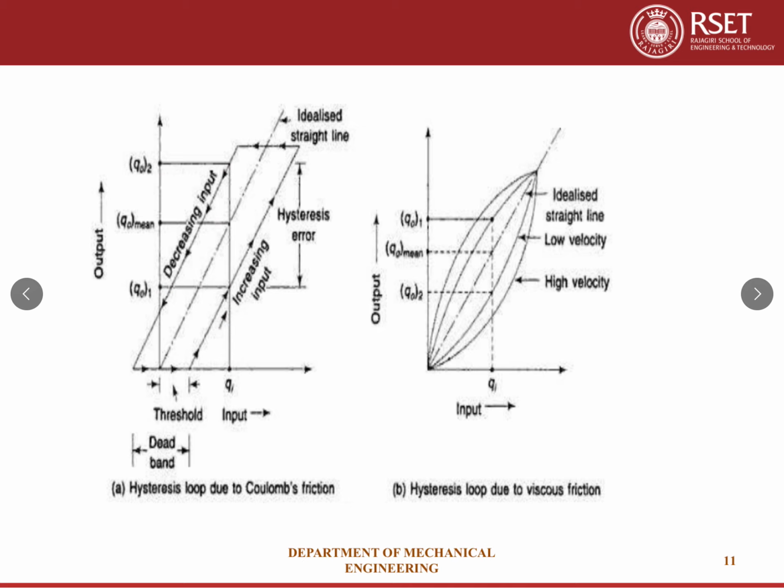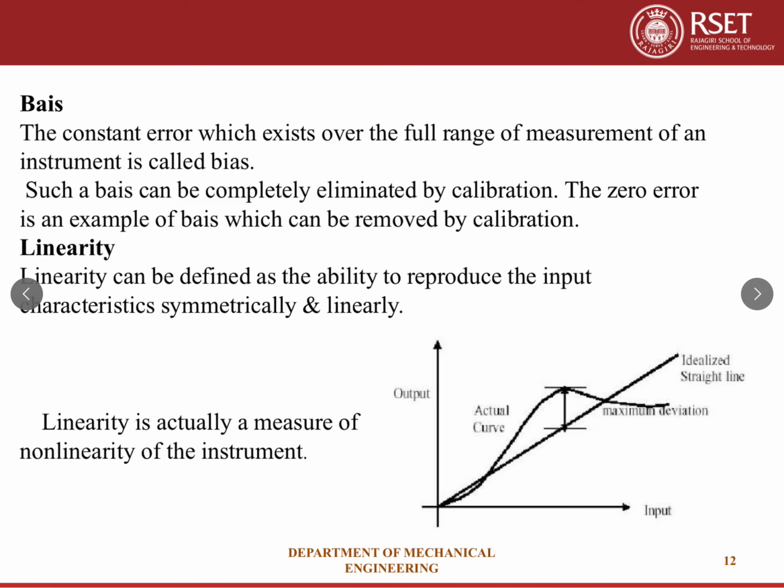So this is hysteresis, and this is threshold, and the region where there is no output when there is input is called dead band. This is the dead band. So that is about hysteresis. Its output depends upon direction of loading, that is hysteresis.